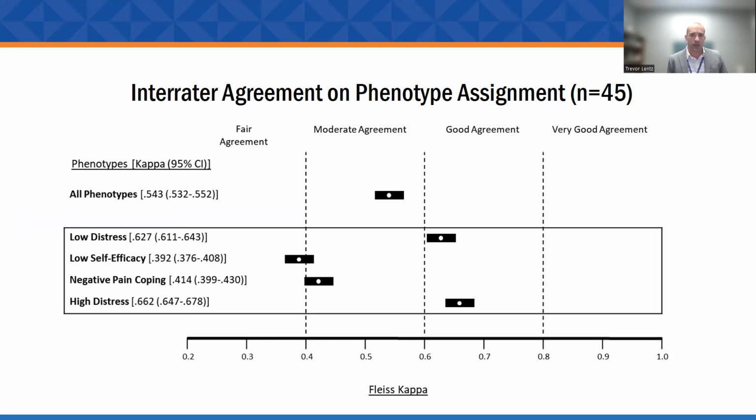These are some forest plots of kappa, and you can see how this is broken down. Up on the very top is their agreement across all phenotypes, where we found a moderate level of agreement. These are the point estimate and the 95% confidence interval. What's interesting here, maybe not too surprising, is that as we break down the actual phenotypes, it was relatively easy to identify low distress and high distress. But when you get into the more nuanced phenotypes, like those that have low self-efficacy or poor pain coping, it became a little bit more difficult to agree on which phenotype they fall into.